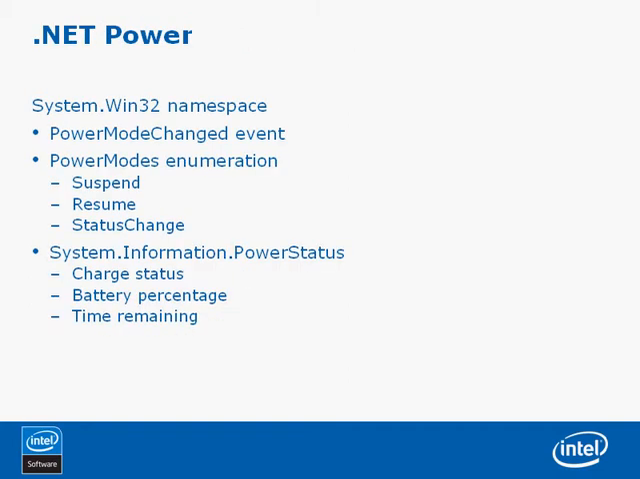Since version 2.0 of the .NET framework, a number of mobility awareness features have been available to .NET developers. These reside in the System.Win32 namespace. These are a large improvement over the previous power APIs only available using the P/Invoke facility for Win32 functions.